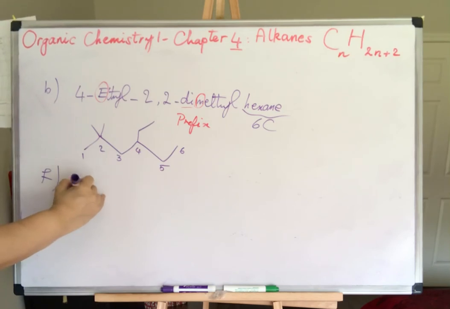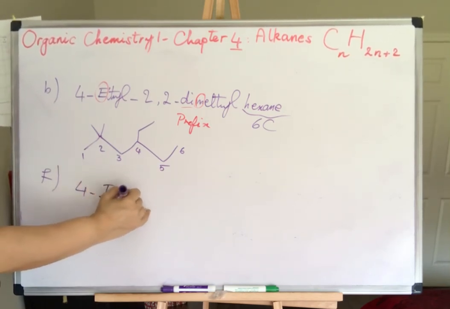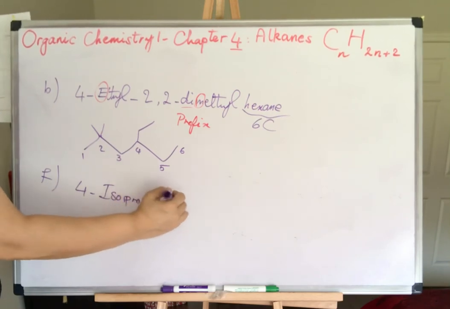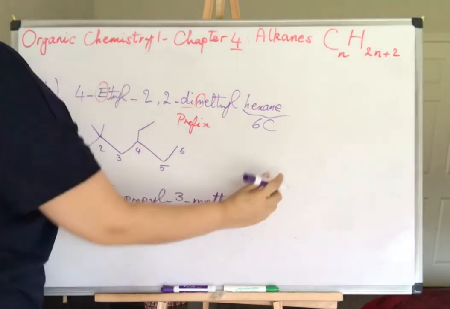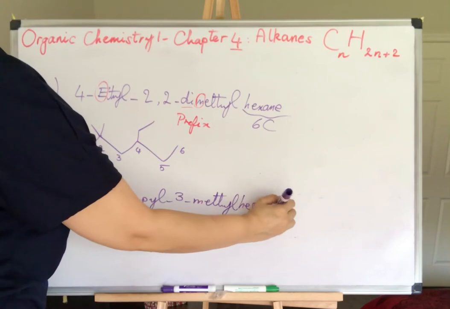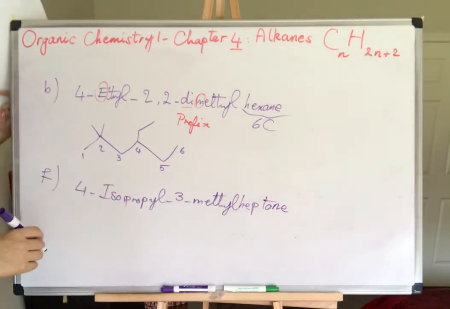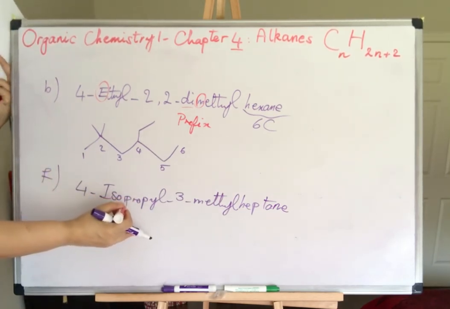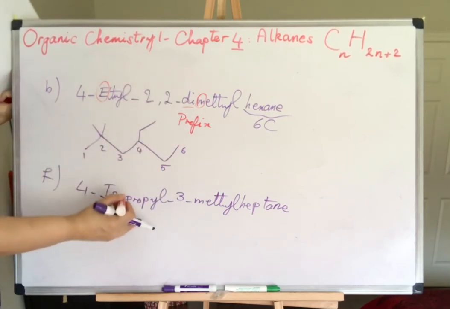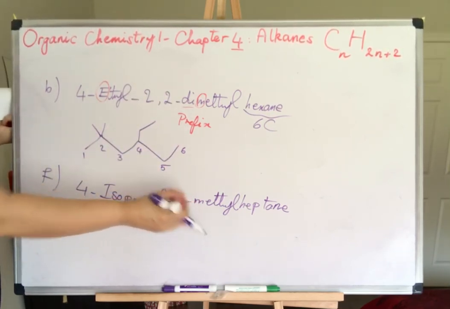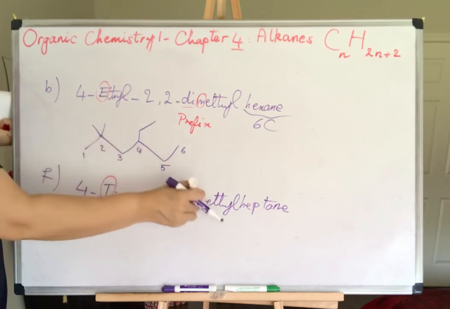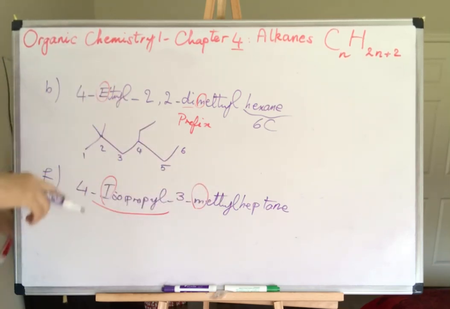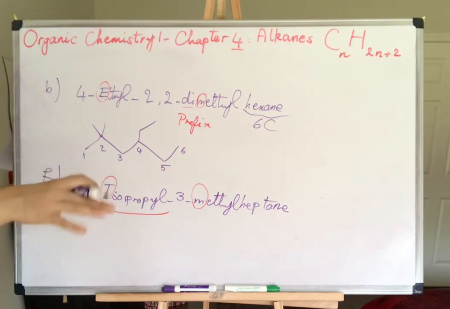And for F, you have 4 isopropyl, 3 methyl heptane. So here you might say, okay, if you go with what you just said, P is after M, but in isopropyl it's the same, it's one word. So we consider I versus M. Iso is one word, the rest are different.